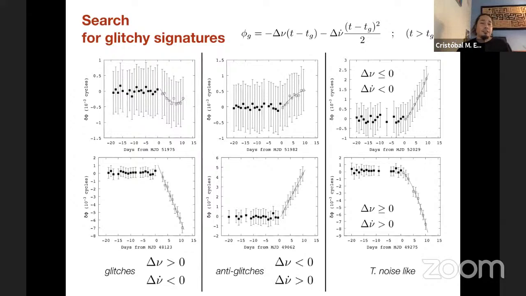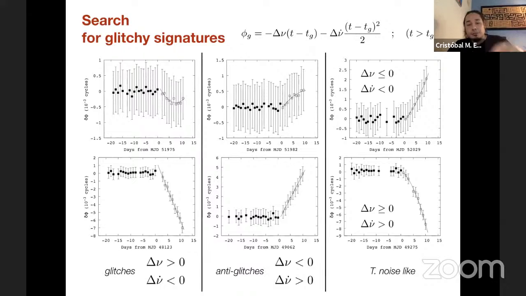So we did an automatic search that essentially moved TOA by TOA, fitting 20 days of data and studying how the behavior of the next 10 days of data compared to that first fit. You can find more details in our paper that is on the archive. We also search for signatures with other signs of delta nu and delta nu dot. In the left column of these plots, I show what we expect from a glitch, which we have named glitches: delta nu is positive, delta nu dot is negative.